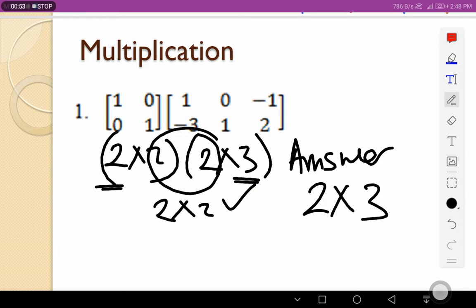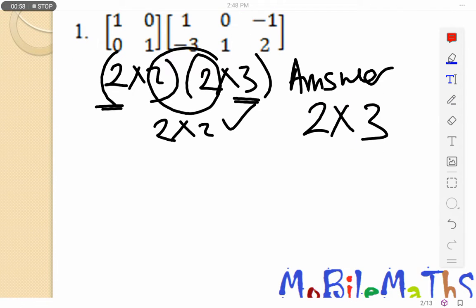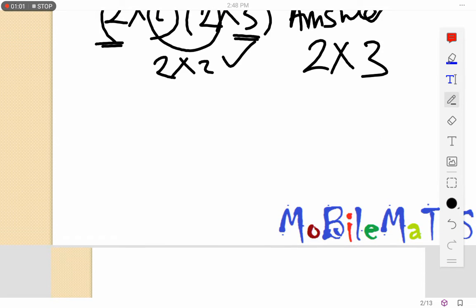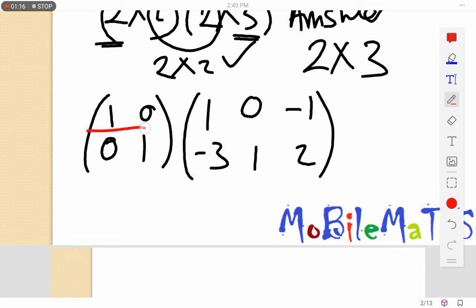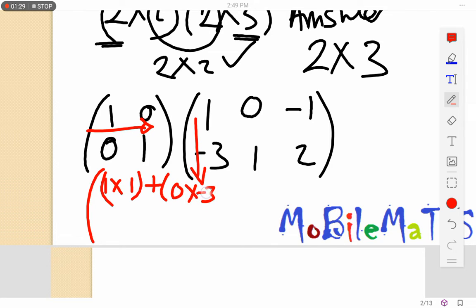Okay, so let's now multiply our question and see what we will get. I'll rewrite the question and do the multiplication. So we have 1 0 0 1 times 1 minus 3 0 1 minus 1 2. When multiplying, we said we do the row by column thing. So if I do row by column, here's what I get. For the first row I get 1 times 1 plus 0 times 3 minus 3.